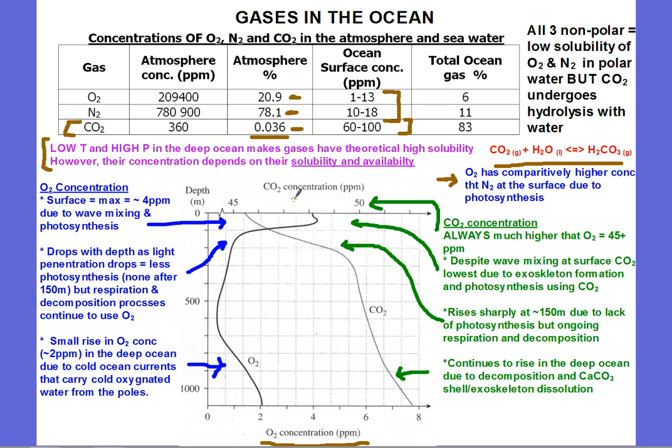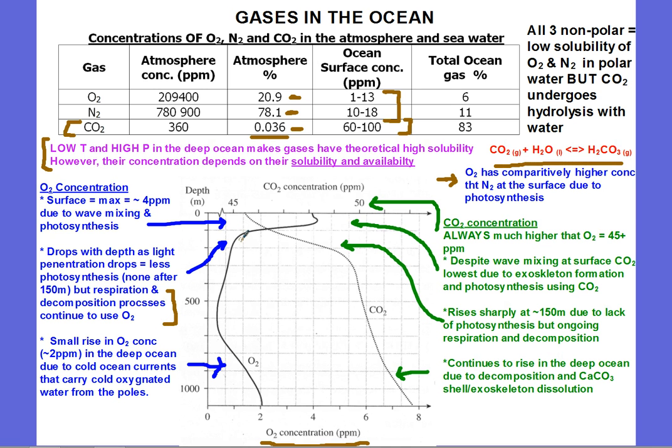And the reason why it's so high at the surface is because of mixing with the waves, the atmosphere mixing with the surface of the ocean due to wave mixing, but also photosynthesis actually makes oxygen in the surface of the ocean. But that only occurs for the first 100-150 metres, because after that light doesn't penetrate anymore, and therefore oxygen concentration drops quite quickly with depth, because now you have no photosynthesis, but you've still got respiration and decomposition processes consuming oxygen.